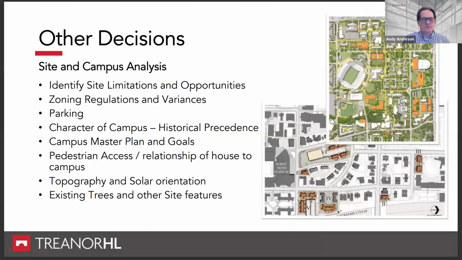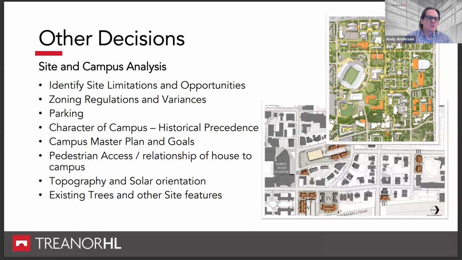Other decisions, I'll run through this really quick. Every site's different, every location is different, and this is just to let you know that we really do consider all these things. One of the biggest challenges in Greek housing is dealing with local zoning ordinances, dealing with parking, dealing with the campus goals, master plan, and historical precedents. And so we help you navigate all of those things, and help you achieve variances to zoning regulations when necessary to make the design work, even if it's at odds with the zoning regulations.